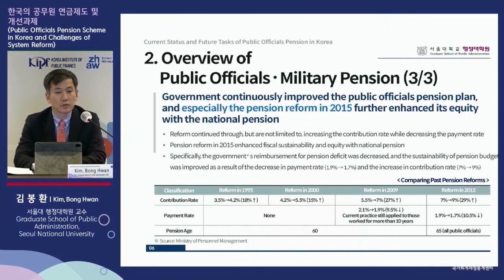And the government tried to improve the sustainability of the public pension because of this continuous subsidy and expected growing subsidy in the future. So they have had several reforms by increasing contribution rate, at the same time decreasing payment rate. In 2015, there was a very significant one, and government decreased the payment rate from 1.9% to 1.7%, and increased contribution rate from 7% to 9%. This 2015 reform enhanced fiscal sustainability and equity with the national pension, which is for the general public.